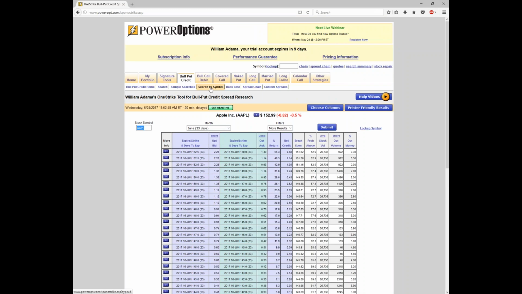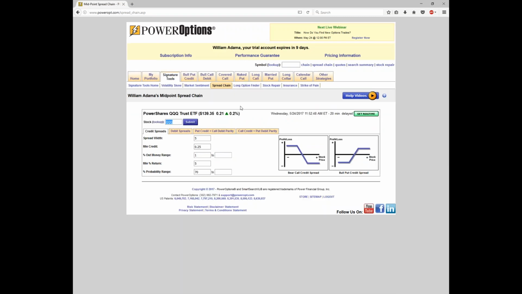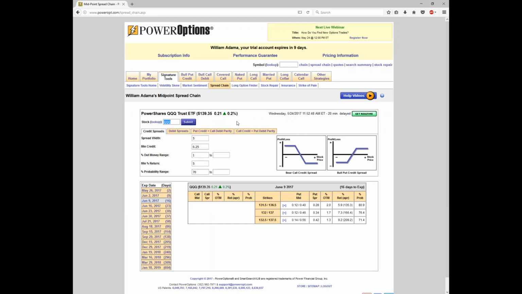Rather than use the search by symbol tool, what I'm going to do is go over to the spread chain. The spread chain tool allows us to see credit spreads, either bull put or bear call, debit spreads, and then the credit and debit parity for calls and for puts as well. So if I decided already that I was going to do a bull put credit spread on Apple, what I'd likely want to do is put in what my requirements were.